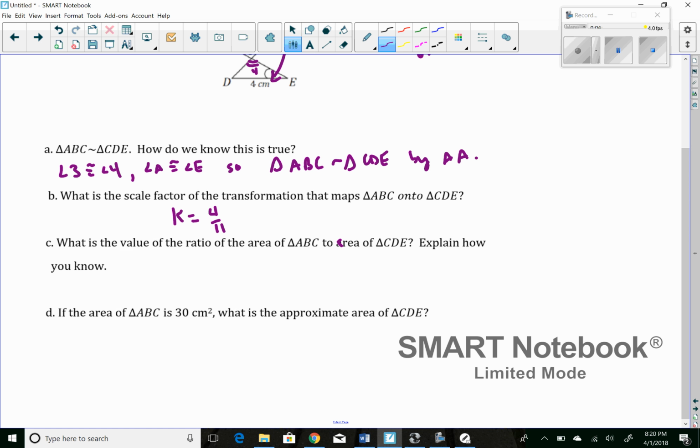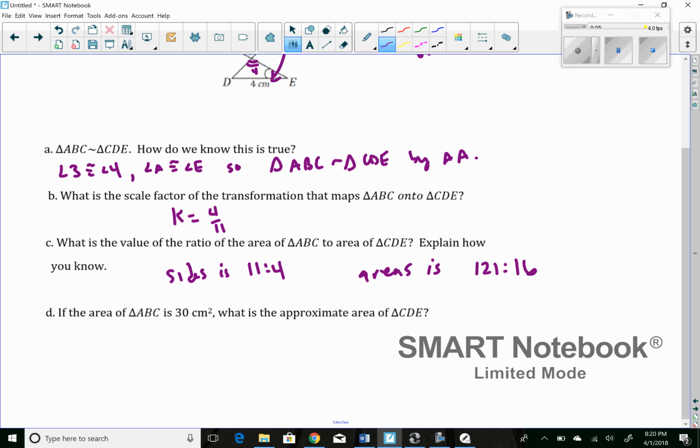The next part says, what is the value of the ratio of the area of triangle ABC to the area of triangle CDE? Well, we know the ratio of the sides is 11 to 4. So the areas are going to be 11 squared, so 121, compares to 4 squared, which is 16.